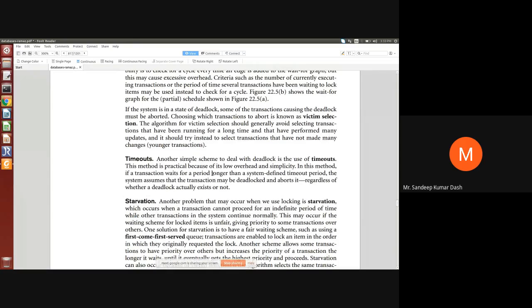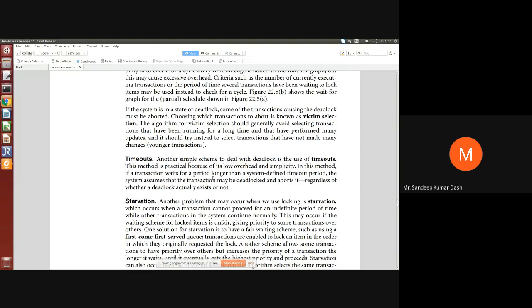Timeouts. This is another way to deal with deadlock. In this method, if a transaction waits for a period longer than a system-defined timeout, that means the operating system will be defining a timeout limit, suppose 10 units. So one transaction will wait for a maximum of 10 units of time to get the lock on the required data item. If it is not getting it, then it will be aborted.